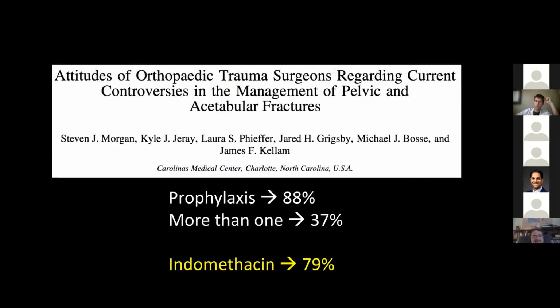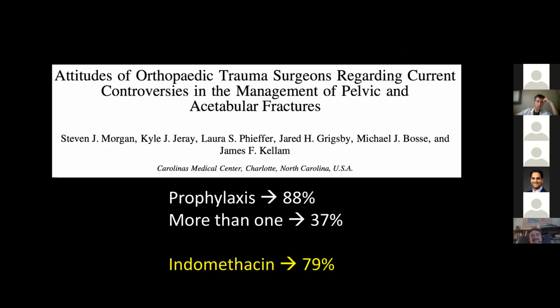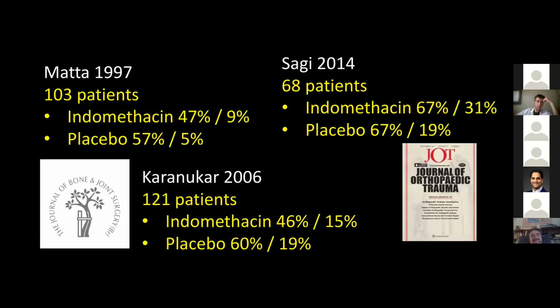And then of those who were given prophylaxis, over a third of them were given more than one type, indomethacin and XRT. And then the most common type of prophylaxis they were given, again, was indomethacin. So 80% of them were given indomethacin, compared to that being 0% of the majority in this study here. So really interesting. So what accounts for the difference?